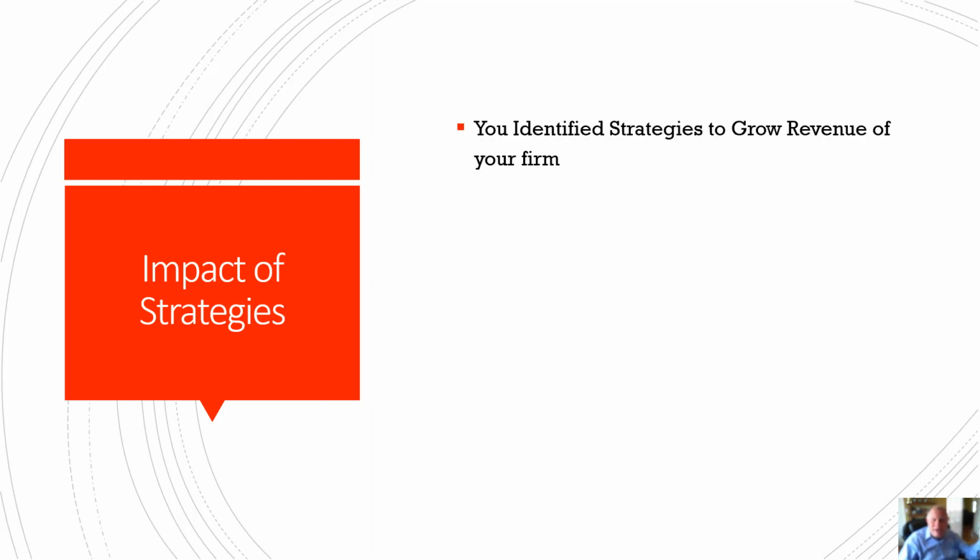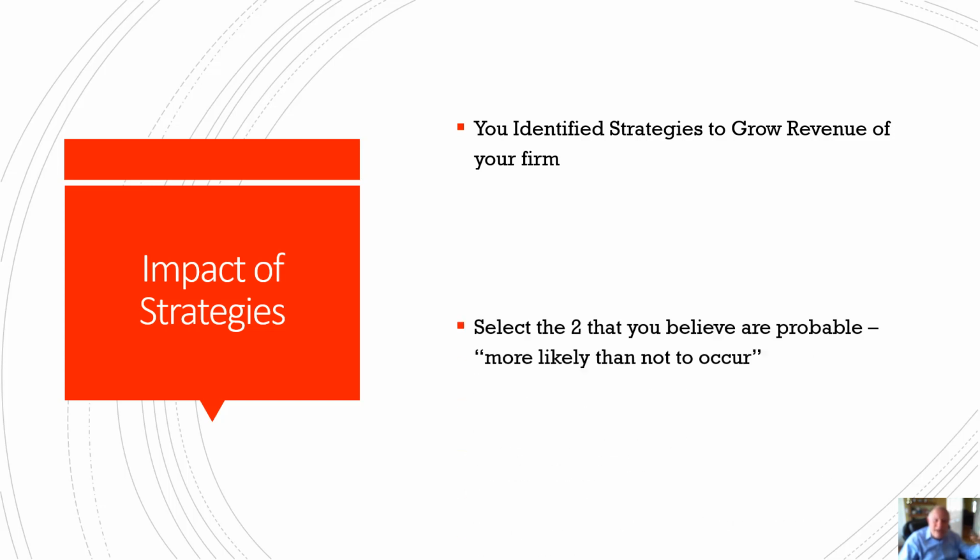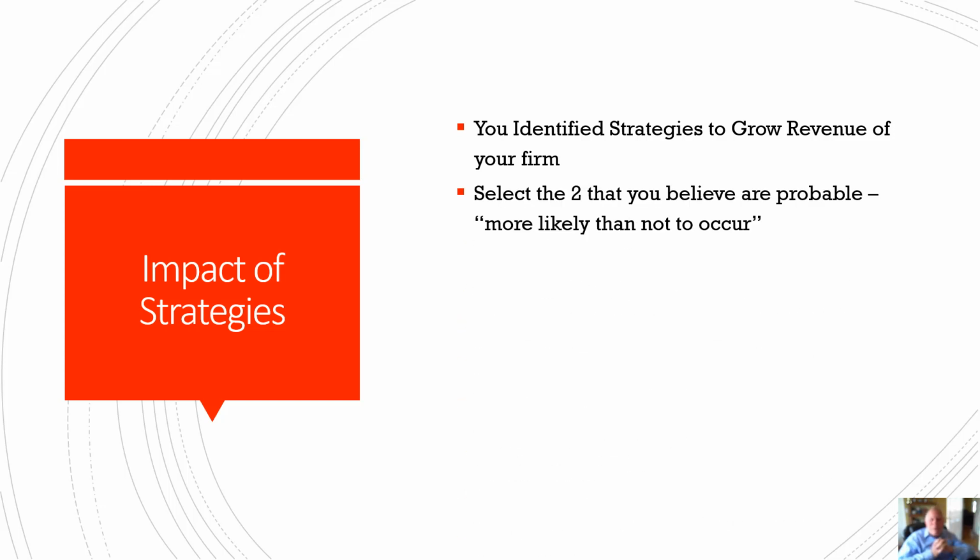Well, you identified strategies. And I asked you, if you didn't specifically identify revenue in Project 1, that you need to identify which one of your strategies are going to impact costs and which ones are going to impact revenue. Select the two that you believe are probable. Okay, now go back to IFRS here. More likely than not to occur. And break them down. Only two.